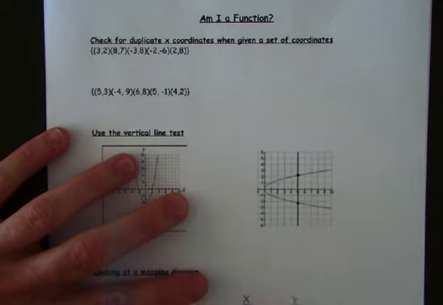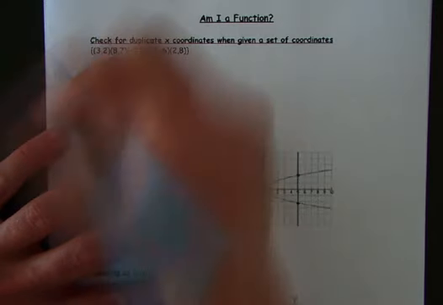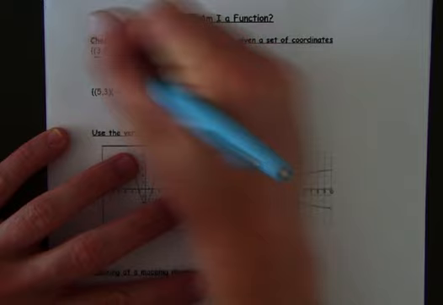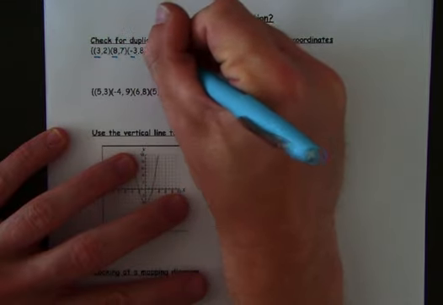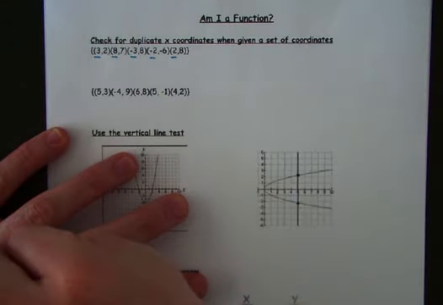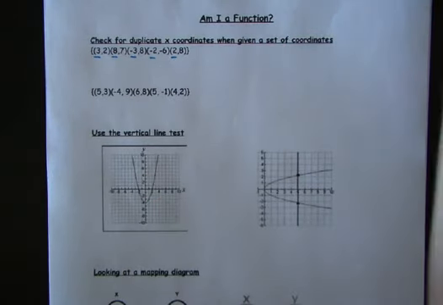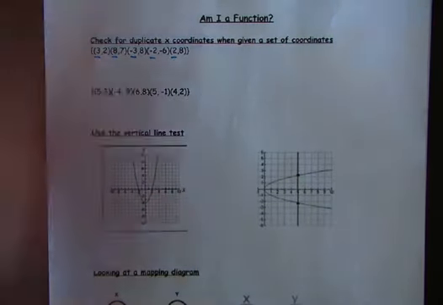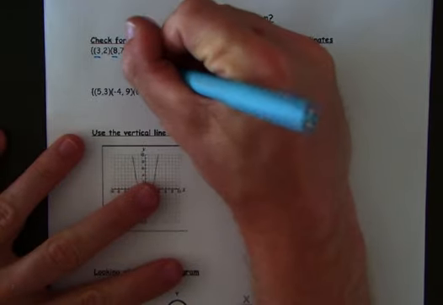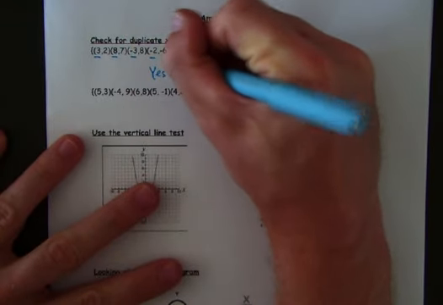So let's go through the x's and see if there are any repeats. Here we've got a 3, 8, -3, -2, 2. No repeats at all, right? So what is this going to be? This is going to be a function, right? Yes, function.